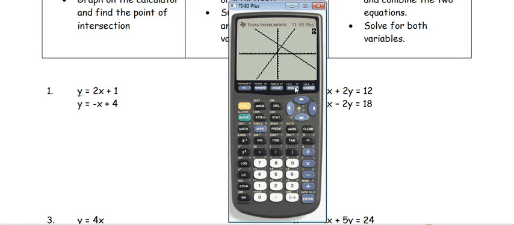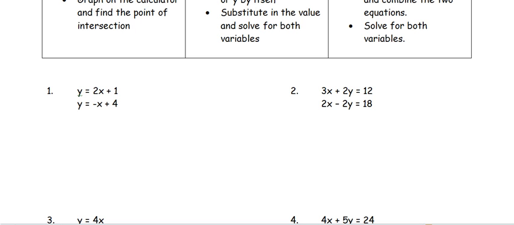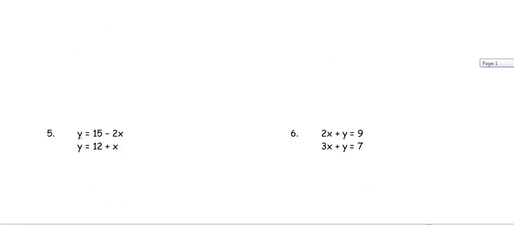And I'm going to do second, trace, 5, enter, enter, enter. Let's try again. Second, trace, 5, enter, enter, enter. And it gives me a coordinate x of 1, y of 3. Actually I would like to see you graph this, but 1, 3, that works. So let's see, do we have any others that we have y by itself?